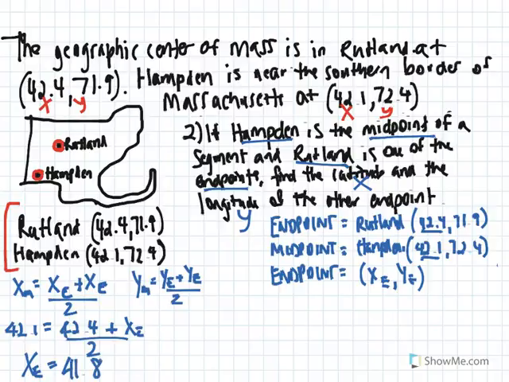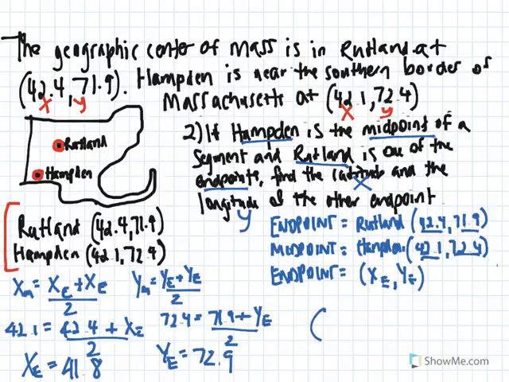The y midpoint is 72.4, plus the missing y endpoint all over 2. Hold on, I messed up. Okay. So the y midpoint value is 72.4 equals, the y endpoint value up here is 71.9, plus the unknown, all over 2. So I'm going to solve for y endpoint, and I'm going to get 72.9.